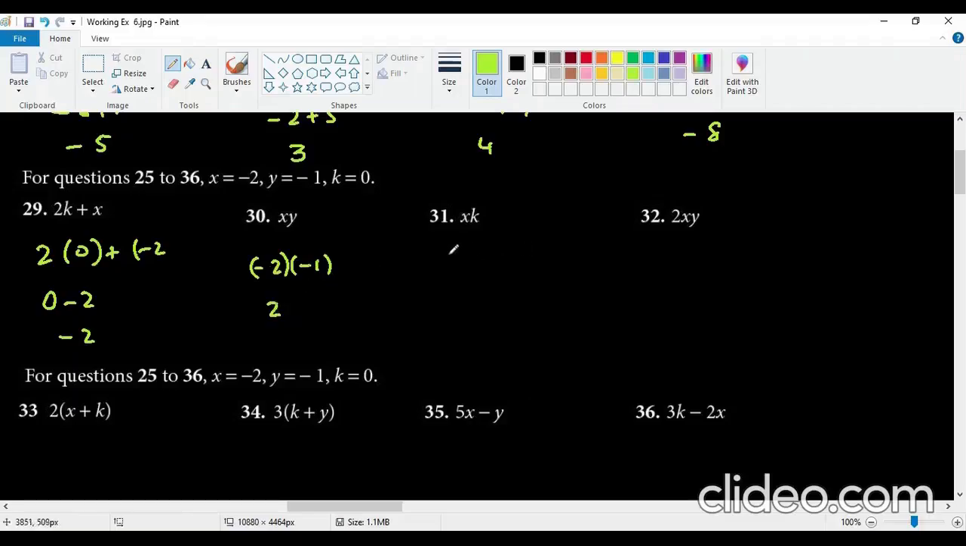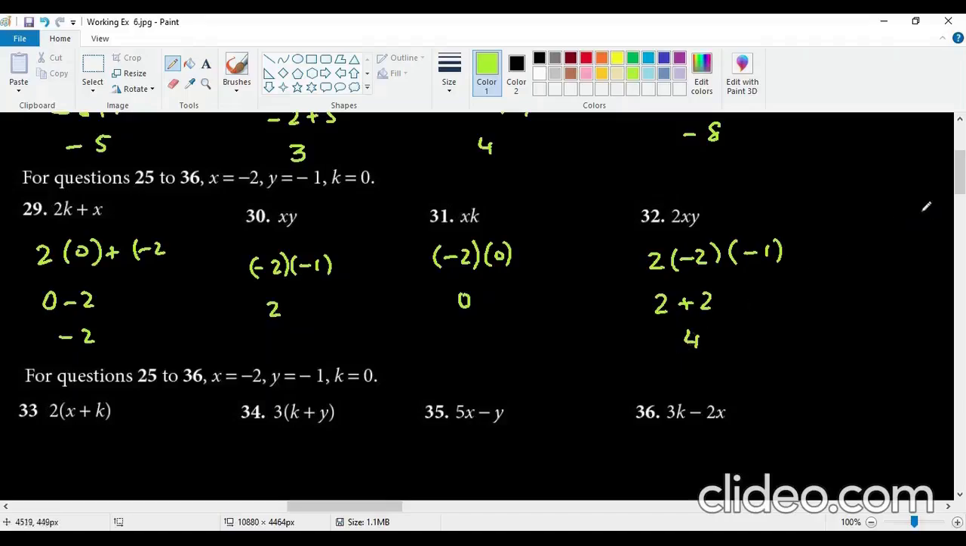X is negative 2 and k is 0. Anything multiplied by 0 is going to give you a 0. 2 times x, which is negative 2, and y, which is negative 1. So 2 times plus 2 is going to give you 4 as an answer.